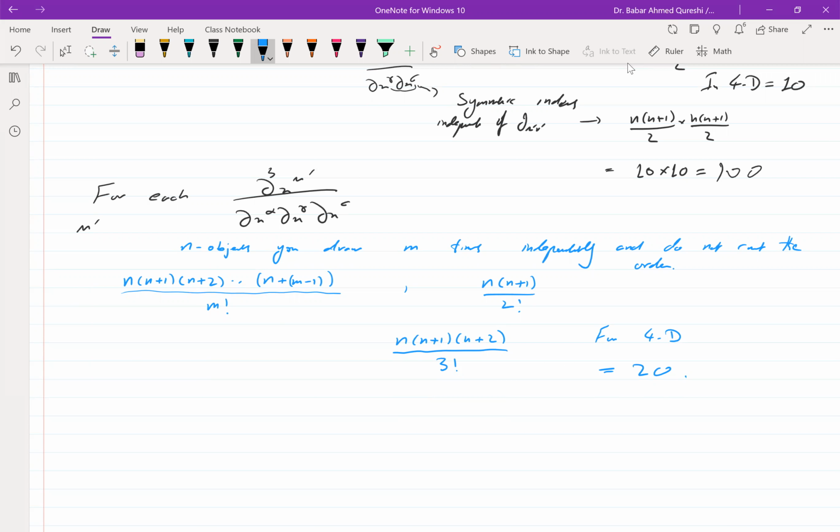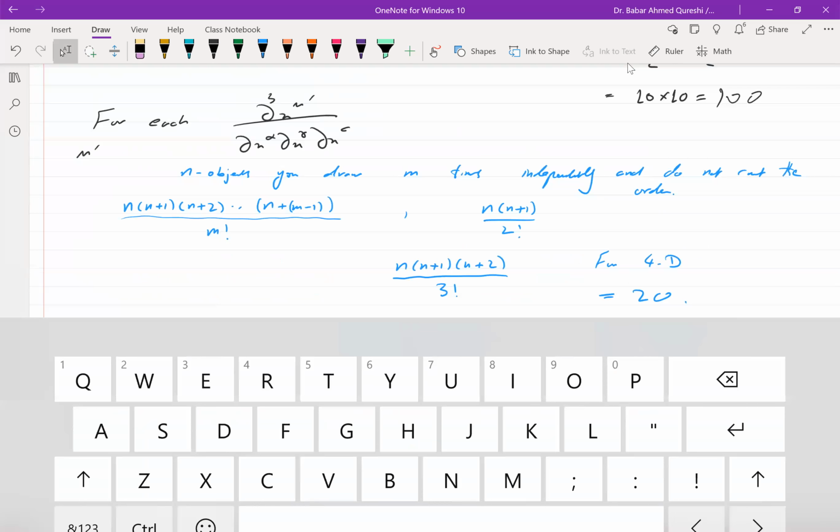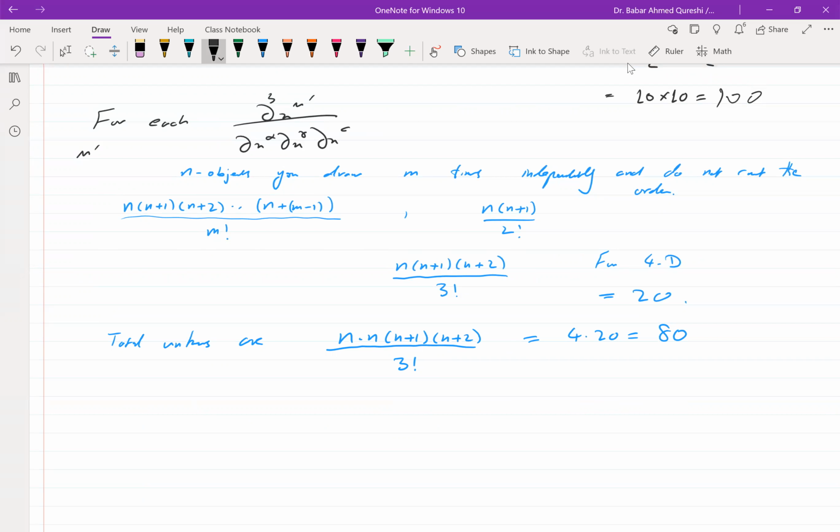But you can still choose mu dash. So total unknowns are n into n, n plus 1, n plus 2 over 3 factorial. So it's 4 into 20, 80. So you have fewer unknowns and more equations, so you will not be able to solve in general. And in general, you have a deficit of 100 minus 80, 20.